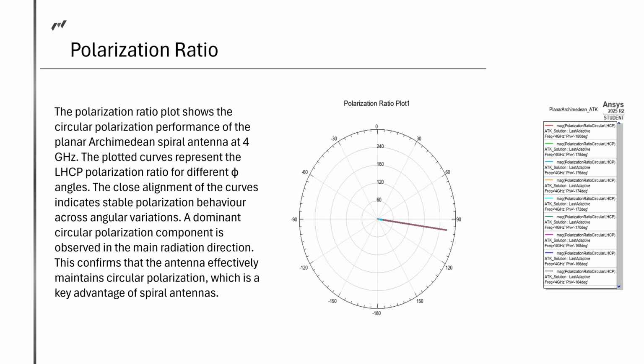The polarization ratio plot shows the variation of circular polarization with respect to angle. A strong peak indicates dominant circular polarization in the main radiation direction. This confirms good polarization purity of the antenna.